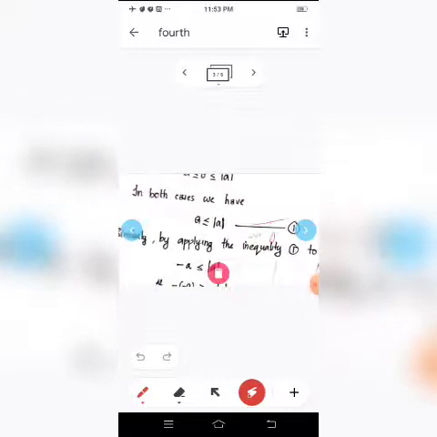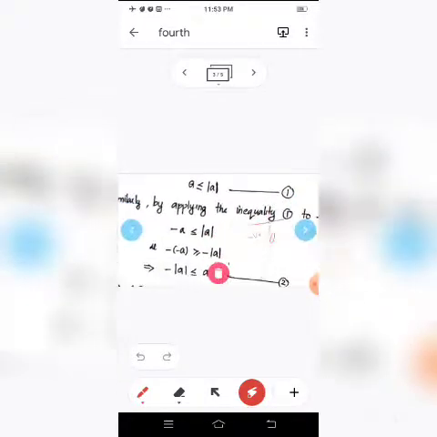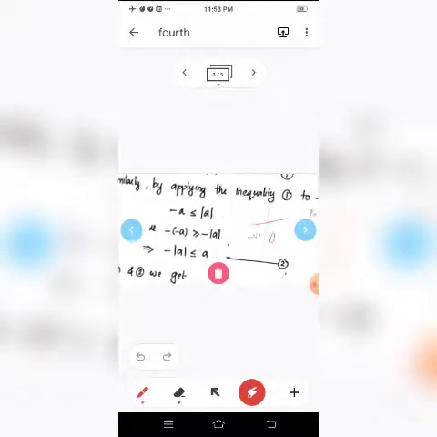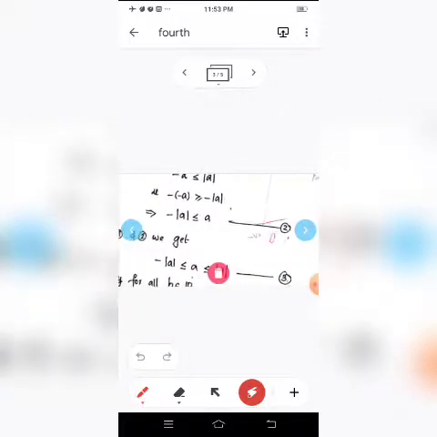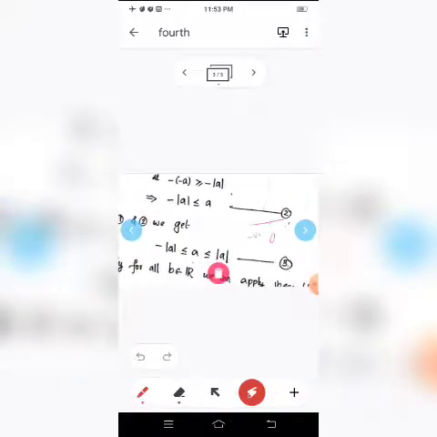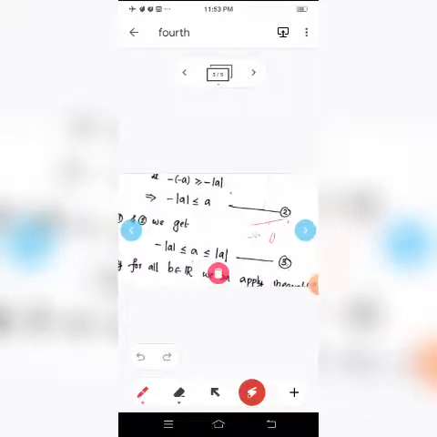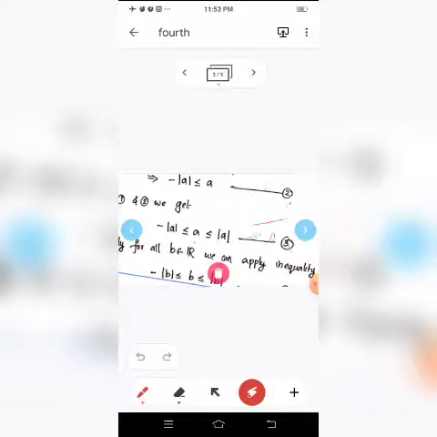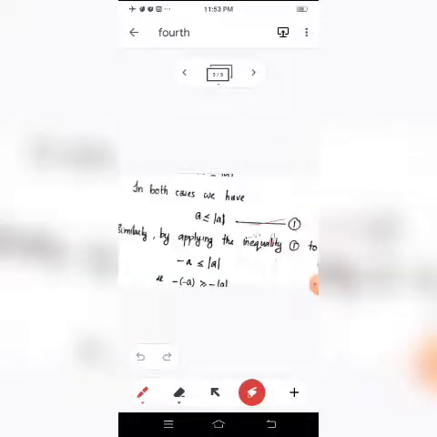We substitute minus a in equation number 1. We get minus mod a less than or equal to mod a, that is minus mod a less than or equal to a. From equations 1 and 2, we can write minus mod a less than or equal to a, that is less than or equal to b. Substitute a equal to b in equation 3. We get minus mod b less than or equal to a less than or equal to mod b.